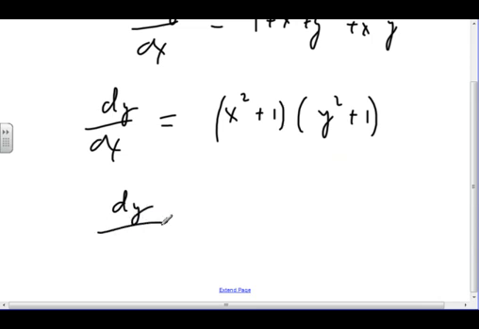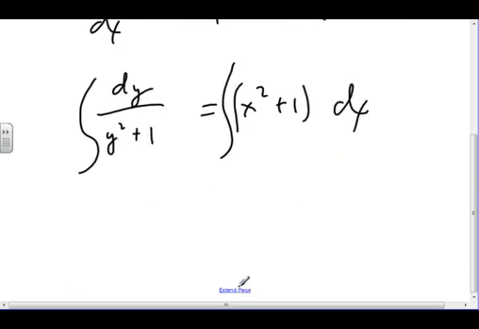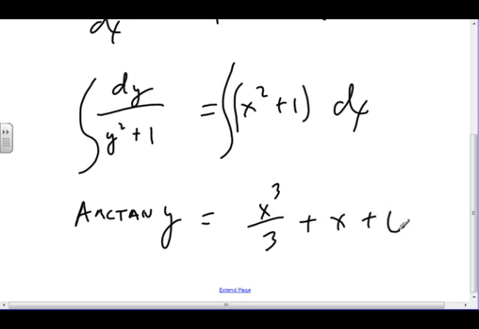dy over y squared plus 1 is equal to x squared plus 1 dx. Integrate both sides. We already said that this guy over here is arctangent. Arctangent y is equal to x cubed over 3 plus x plus c. And I would imagine that that's what the back of the book has for 19. And I'd be very disappointed if it didn't. Well, they have it in a different order. They put the x first and the x cubed over 3 second. But that checks with the back of the book.